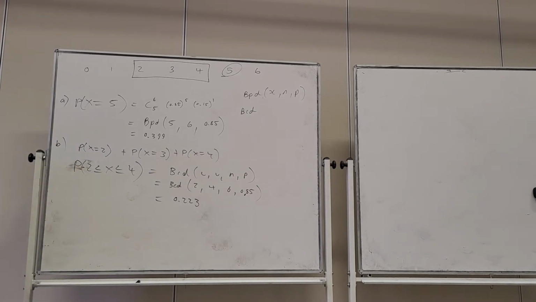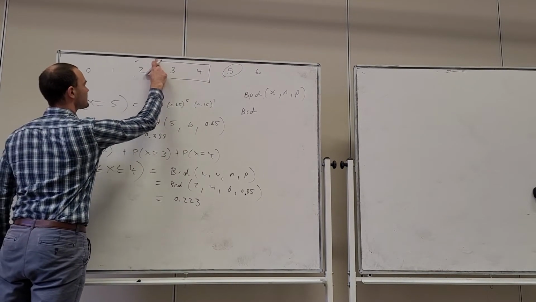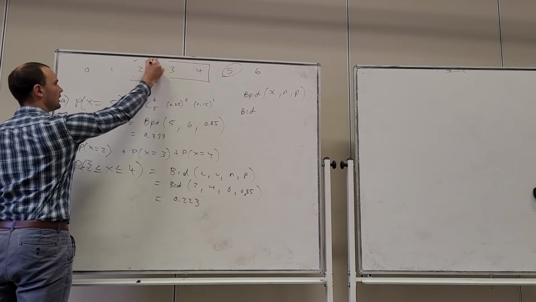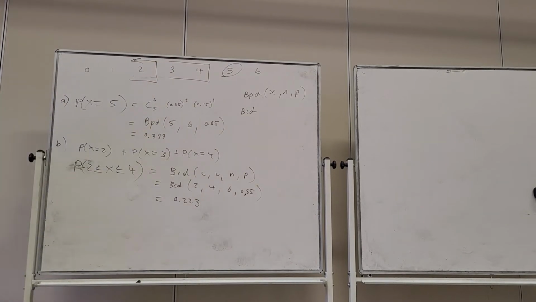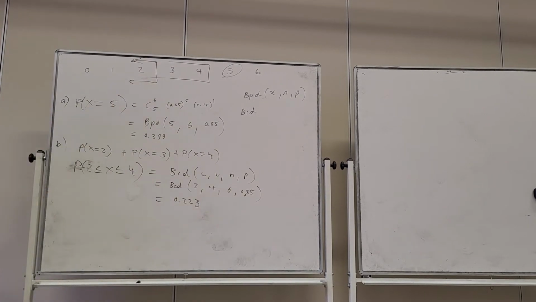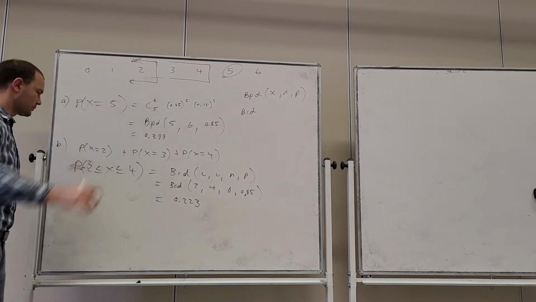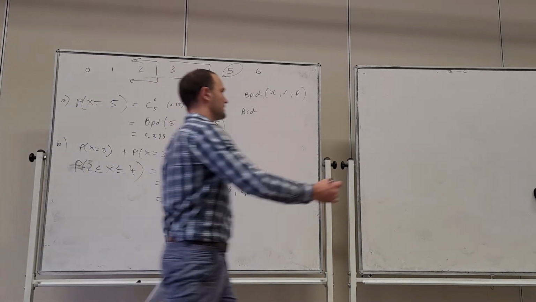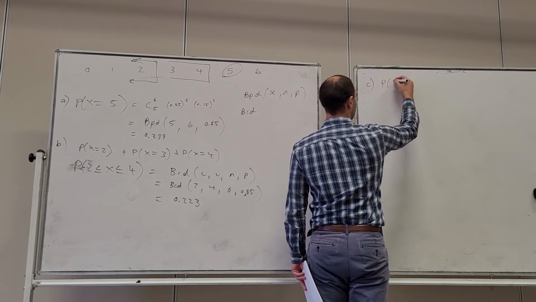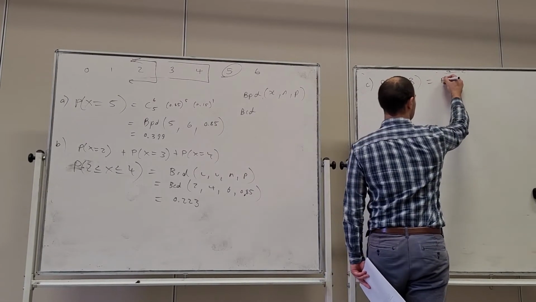Part C, less than 3. Okay, if it says less than 3, it means 2 or less than 3. It's only if it says less than 3 inclusive that we need to include it. So this is again a BCD calculation. It's the probability of 0 plus the probability of 1 plus the probability of 2. So to answer part C, I'm just going to go probability of the random variable being less than or equal to 3. It's a BCD calculation.